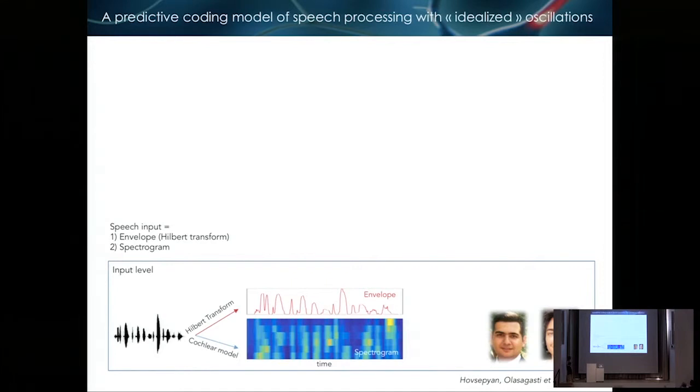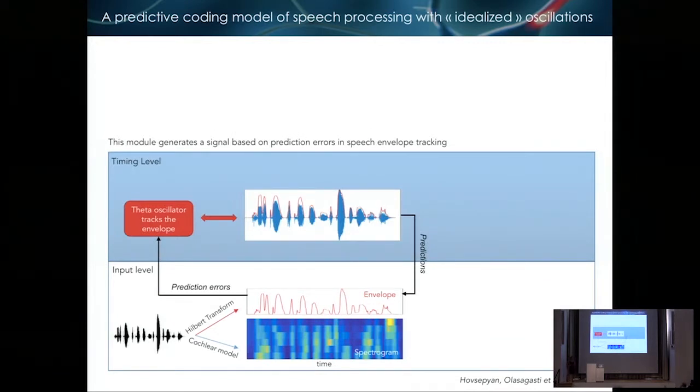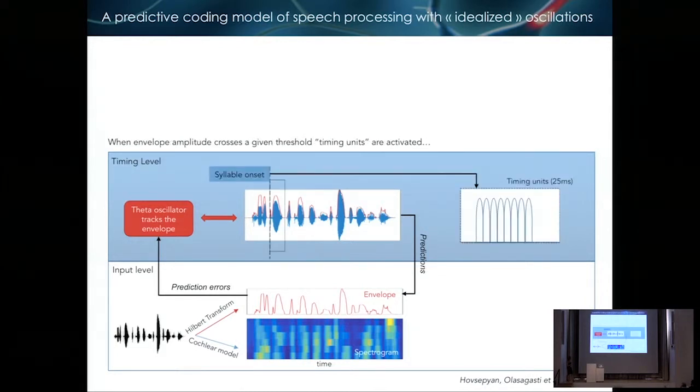So this is work that's done currently by Sevada Hovsepian and Itsaso Olasagasti. This model has an input level where from speech there are two things that are extracted, the envelope and the spectrogram. We have a theta oscillator, but not the biophysical type, really some really simple theta oscillator that tracks the envelope. And when the envelope reaches a certain threshold, then it starts the activity of timing units. And these timing units have a time constant of 25 milliseconds, which is our way to emulate the gamma activity. So there is no gamma oscillation in this model. It's just gamma by means of integration on the scale of 25 milliseconds.